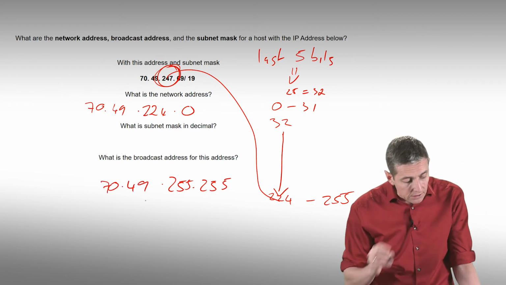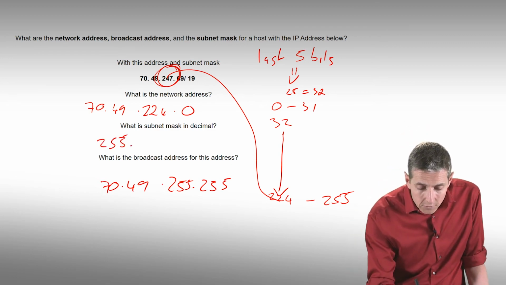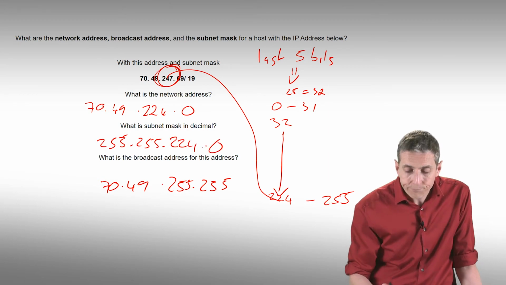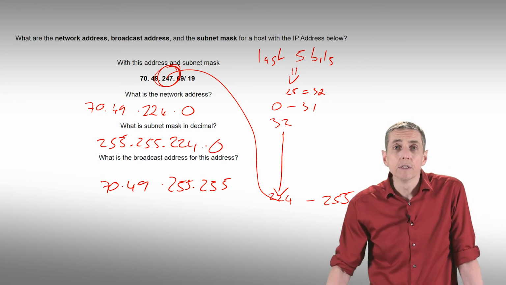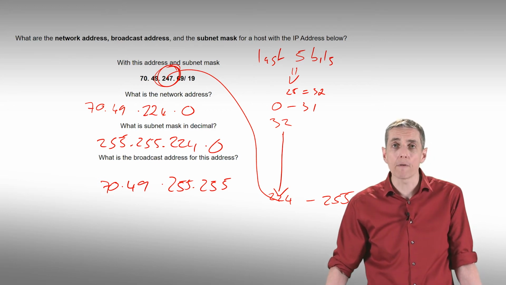And again, the subnet mask is probably going to be what? 255.255, probably .224.0. And that's it. So that will cover hopefully the first 7 questions of this lab.